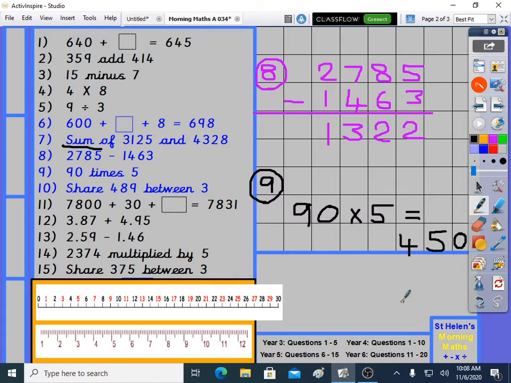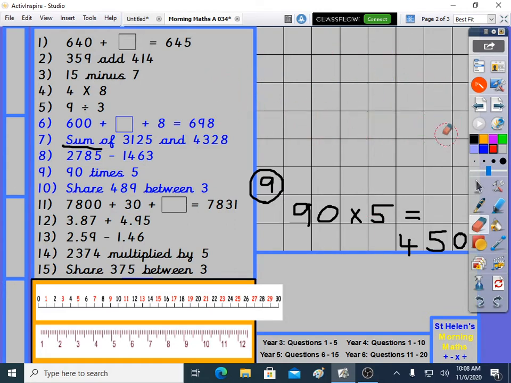450. So you don't need a big method for times tables in disguise. You don't need the big grid method. You can just see the answer, hopefully, especially with practice.